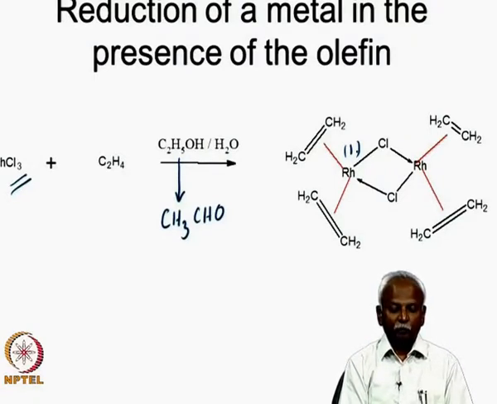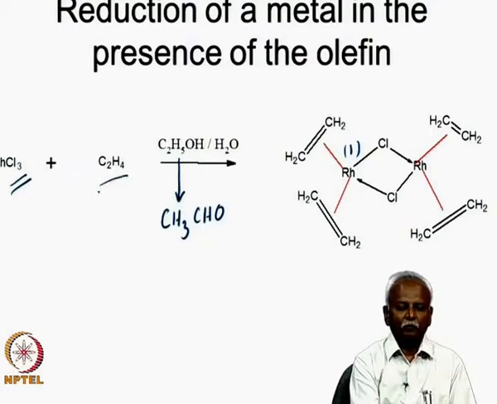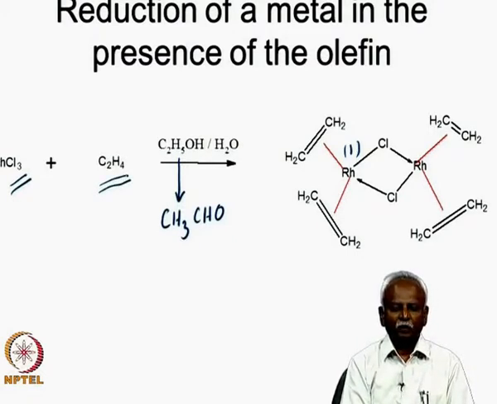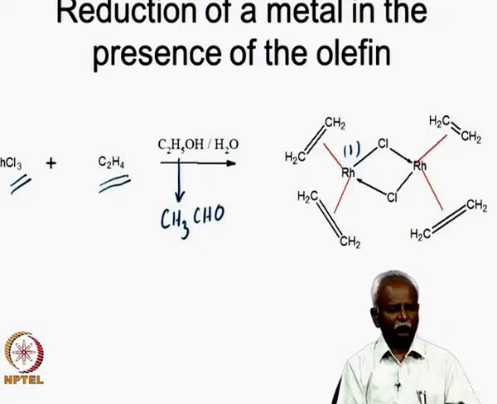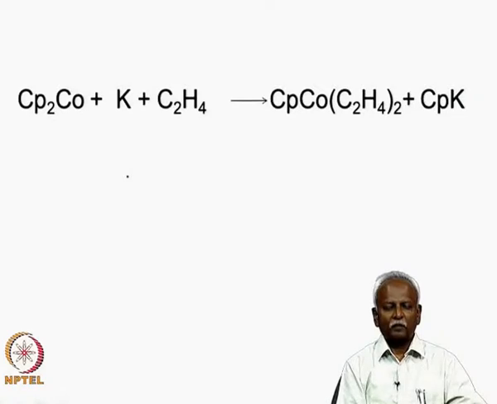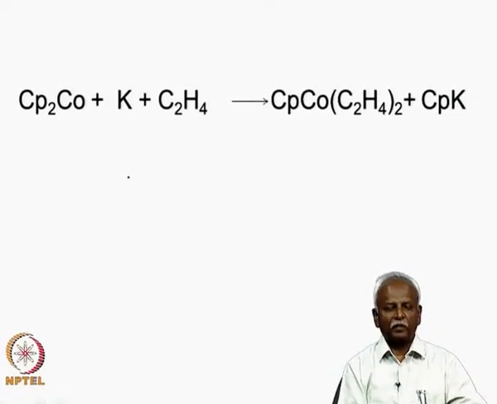Now, in the presence of ethylene, you will form a rhodium 1 complex, and in this case it is 2 rhodium atoms coordinating to 4 ethylene moieties. This complex is quite stable, and because ethylene is quite volatile, this can also be used as a precursor for making other olefin complexes. So, this is yet another way of reducing the metal salt and generating the metal olefin complex. Let us take a look now at a few more complicated methods.